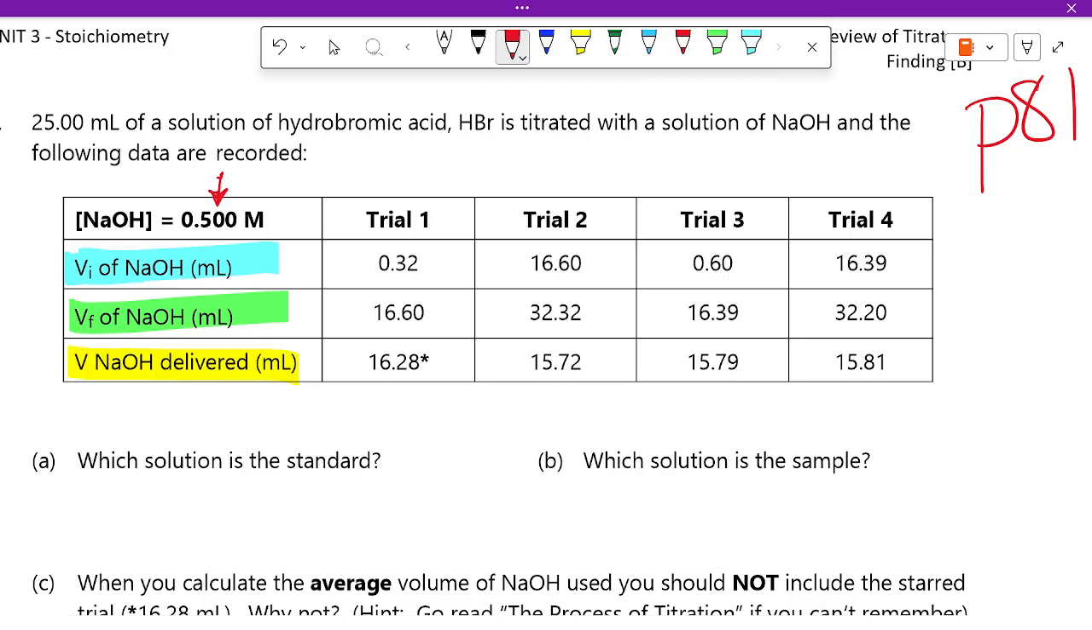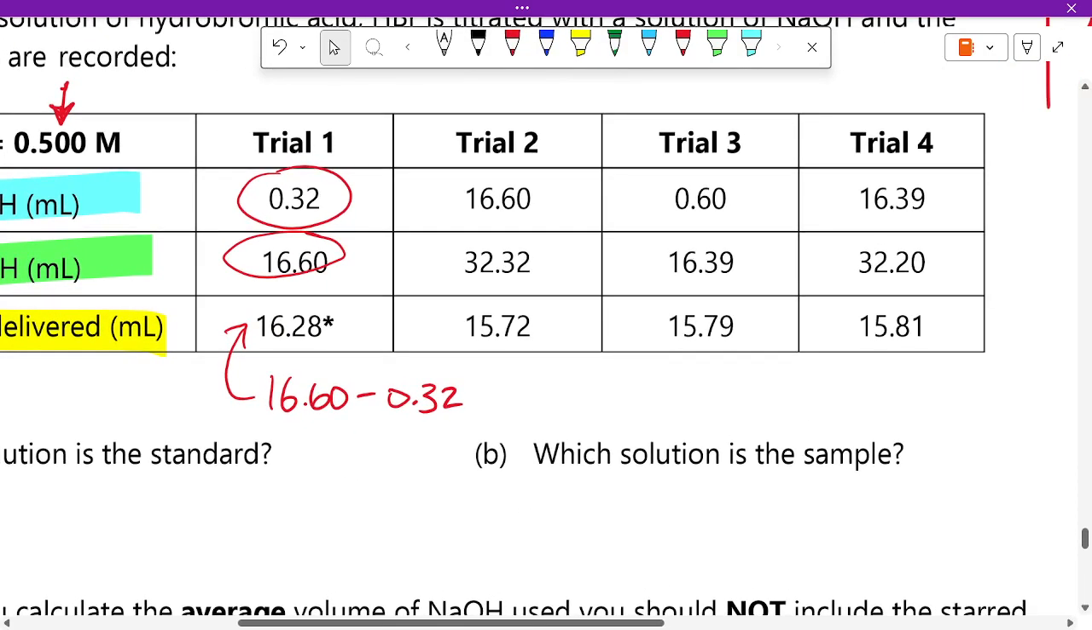When we do the subtraction, we take 16.60 and we subtract 0.32. And we get 16.28, and that's how we find all of the delivered volumes. What do you notice about those values? What do you notice about all of these values compared with one another?